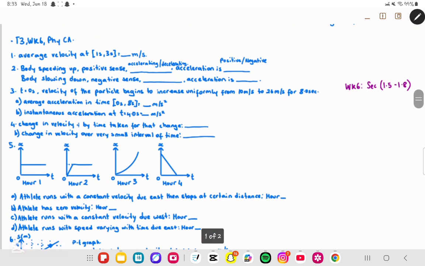We'll move on to term 3, week 6, physics CA. So question number 1, average velocity at 1 second, 3 seconds. There's not enough information to answer this. But how do you find the average velocity at 1 second, 3 seconds?